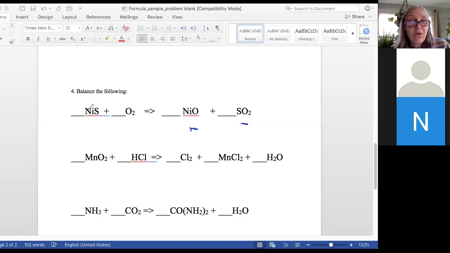So let's say nickel. We've got one nickel here and one nickel here. So that looks like it's balanced. And then we have sulfur. There's one here and one here. So that's balanced. So that was pretty easy. But if we go to oxygen here, we've got two here. So we already did the easy ones, basically. We've got two oxygens here, and then we've got 1, 2, 3 here. So this is the tricky part.